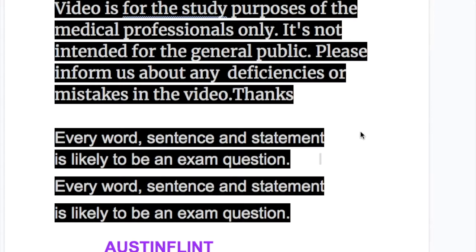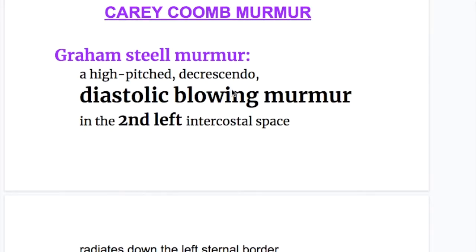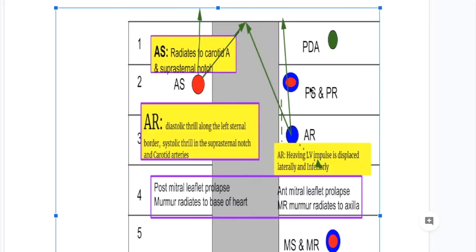In this video, we will discuss Austin Flint, Graham Steell and Carey Coombs murmur. We will also compare these murmurs. So, Graham Steell murmur. Graham Steell murmur is heard in the left second intercostal space and it radiates down the sternum.